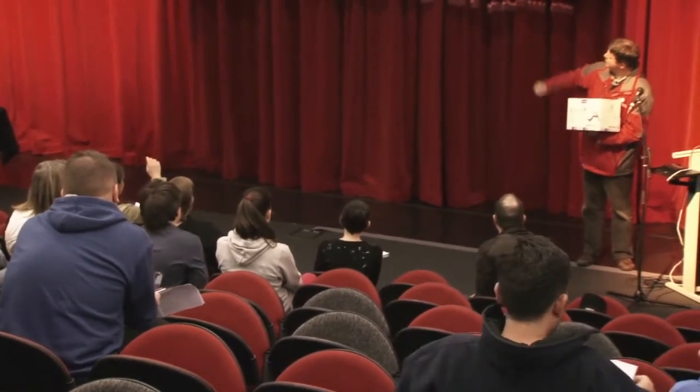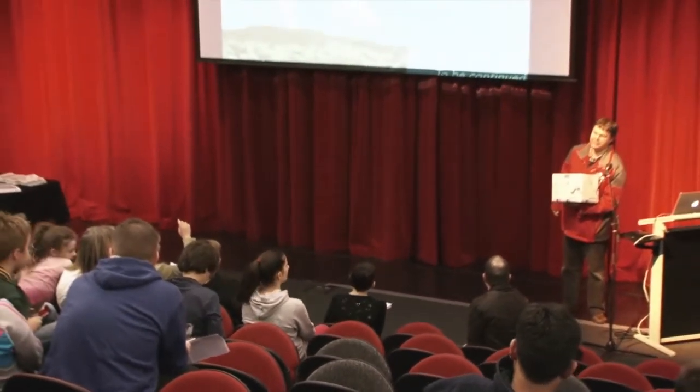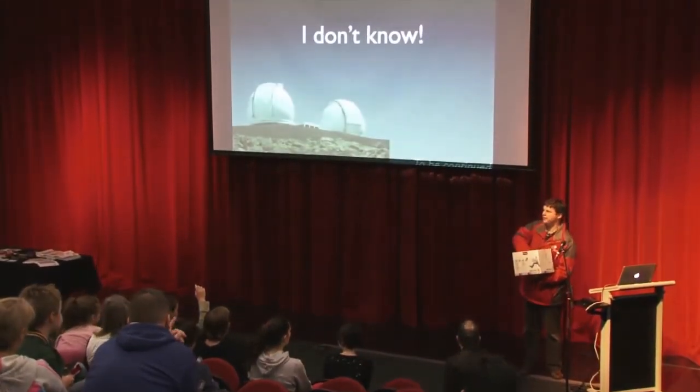These are the biggest telescopes. These are the Keck telescopes in Hawaii. Their mirrors are 10 meters across, which is the size of this room.